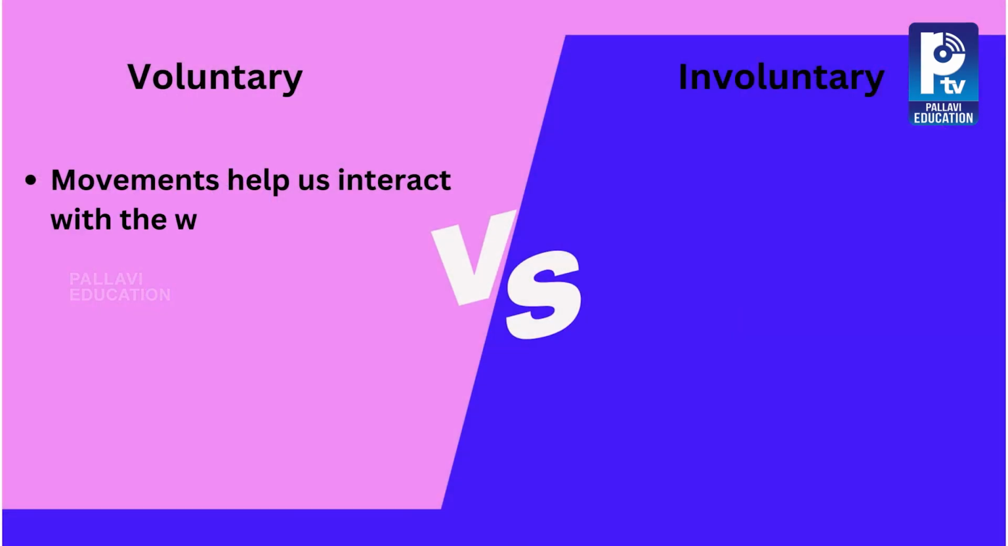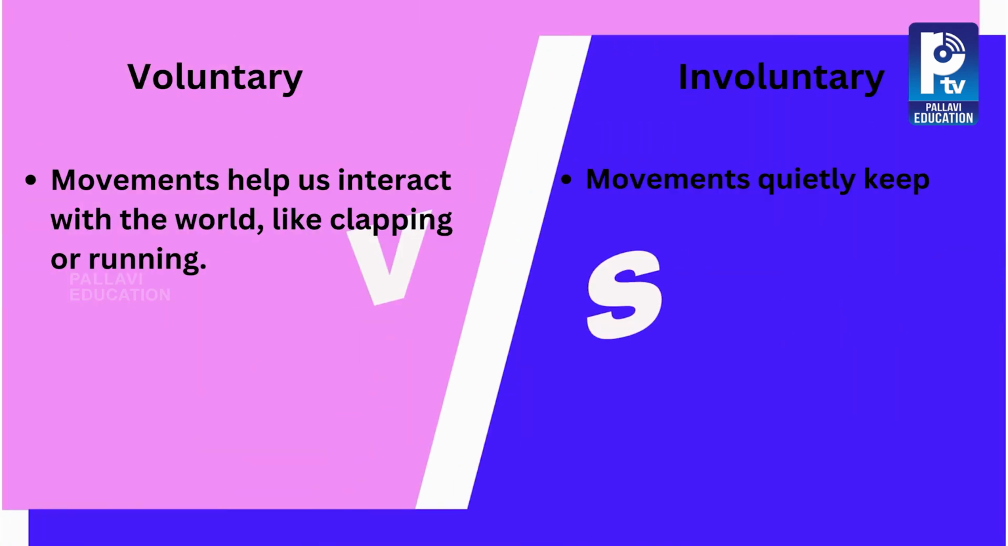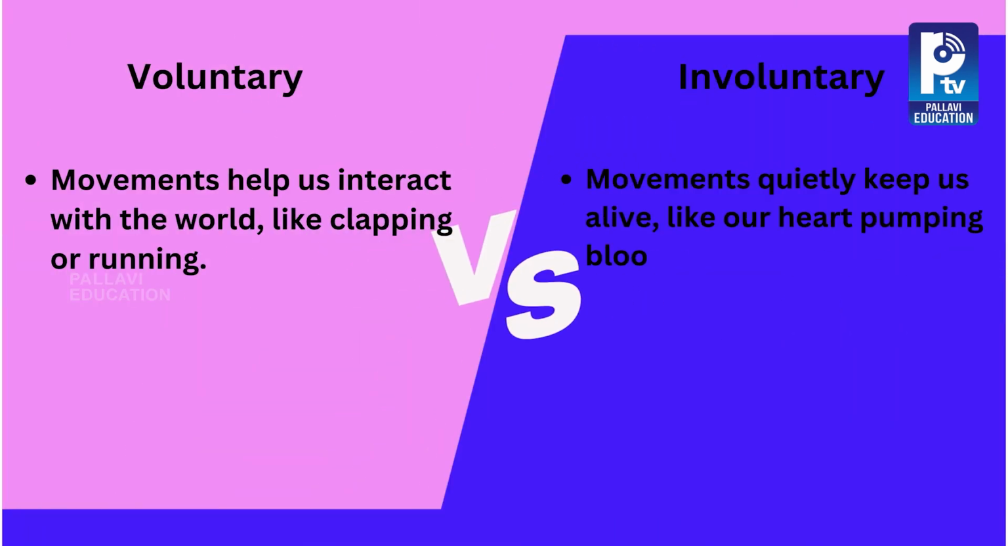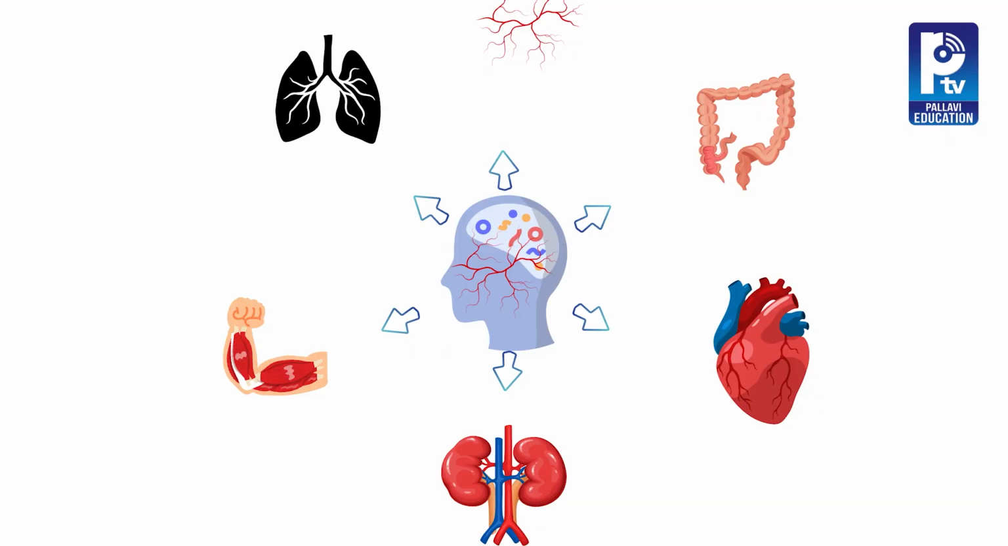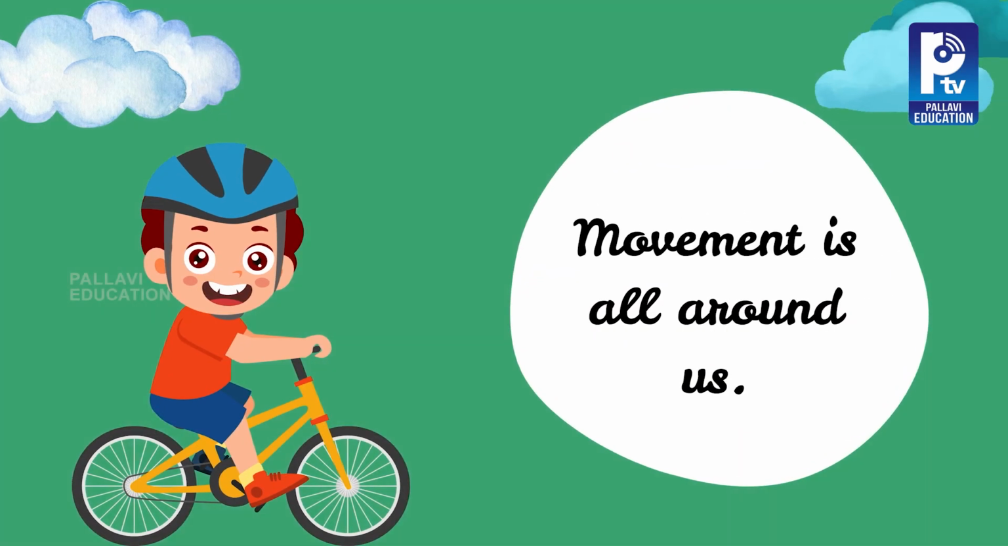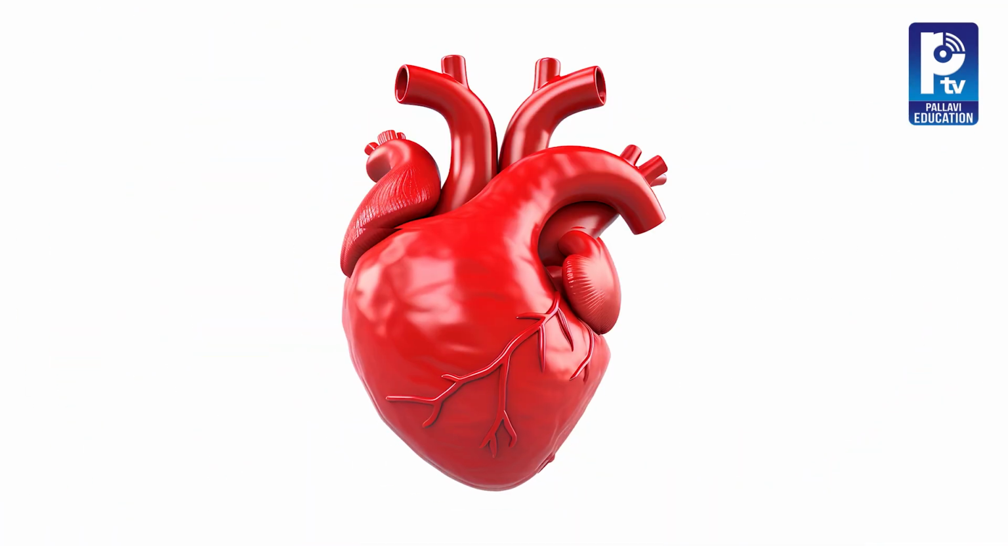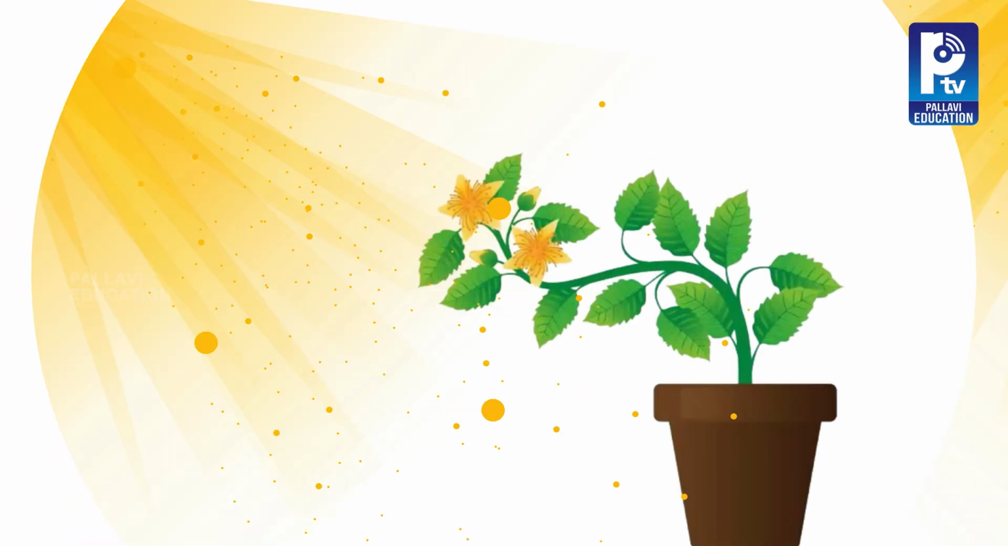While some movements help us interact with the world, like clapping or running, others quietly keep us alive, like our heart pumping blood or our lungs filling with air. Movement isn't just about doing something. It's about the incredible coordination between our brain, muscles, and internal organs. Movements are all around us, from a heartbeat to bending of plants towards sunlight.